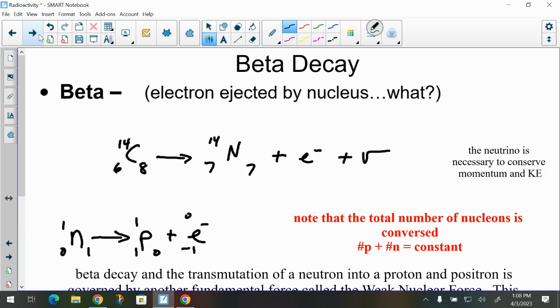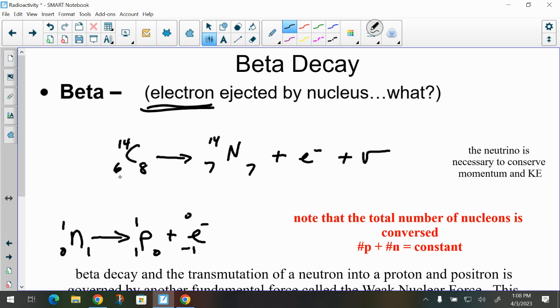Now, another type of decay is called beta decay, and beta is just the fancy name for electron. Now, it turns out there are two types of beta decay. There's beta negative and beta positive. 99% of the time, the beta decay is negative. So usually when the AP says beta, they mean electron. Now, this is kind of weird, so you might want to stop the video and write this down and listen closely. Let's take carbon-14. It turns out carbon-14 is unstable.